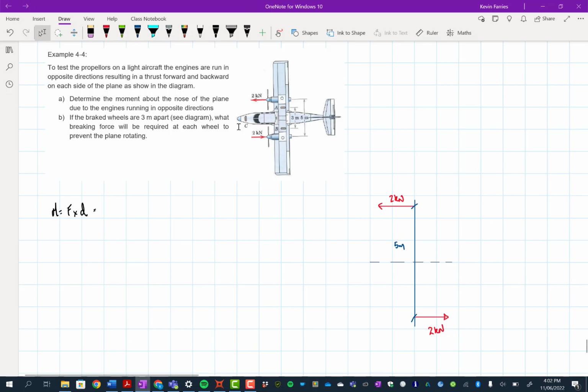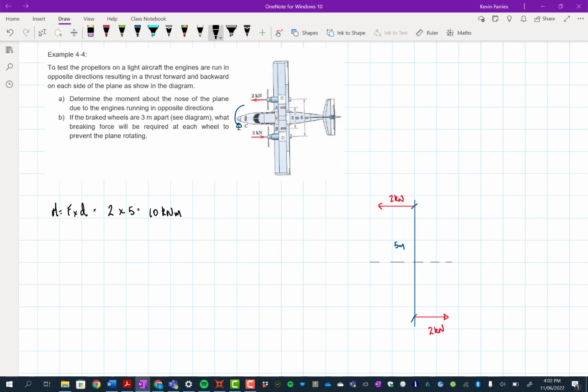In this case, now direction. Just mark it on, these are going to rotate the aircraft anti-clockwise, so it's positive. So force times distance. It's going to be 2 kilonewtons, you're just taking one of the forces, not both of them, you don't add them together, times 5 meters, so it's 10. We're using kilonewtons this time, it's a moment, so it's 10 kilonewton meters.